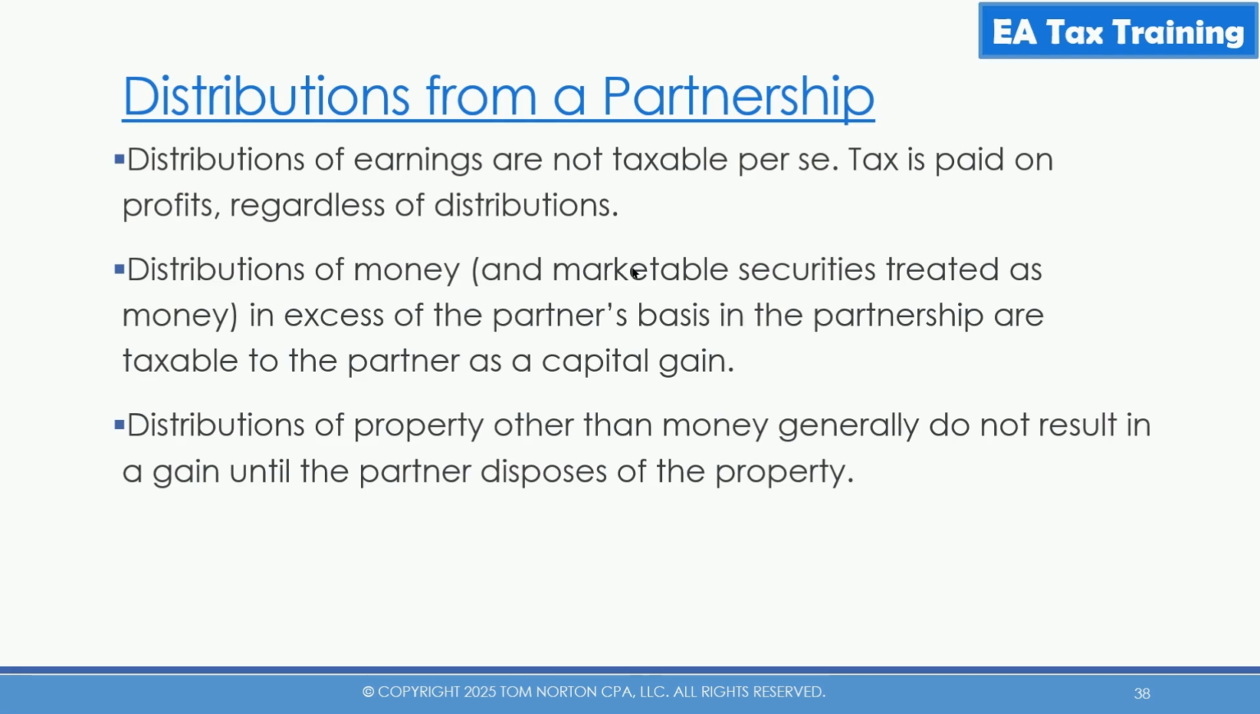Distributions of money in excess of the partner's basis in the partnership are taxable to the partner as a capital gain. So they have a basis that we're going to be talking about. If they get more money back, so they get all of their money back, their basis back, so everything they've invested in essence, plus they get more than that, then that excess is a capital gain. Distributions of property other than money generally do not result in a gain until the partner disposes of the property.